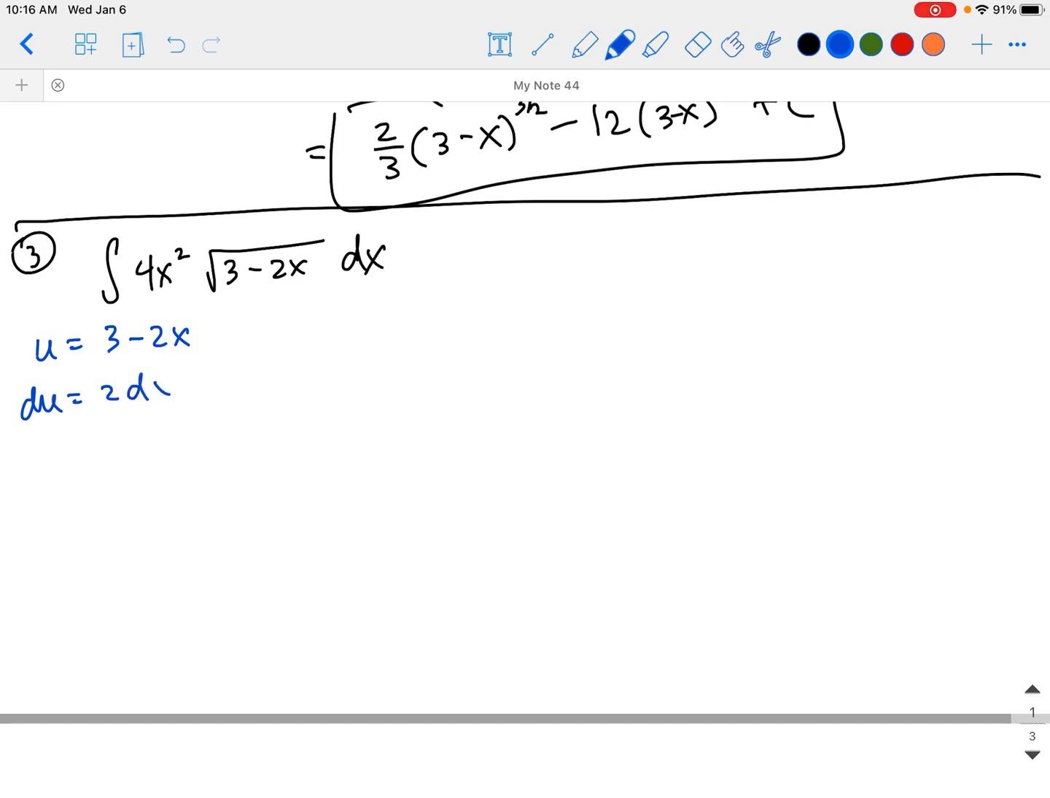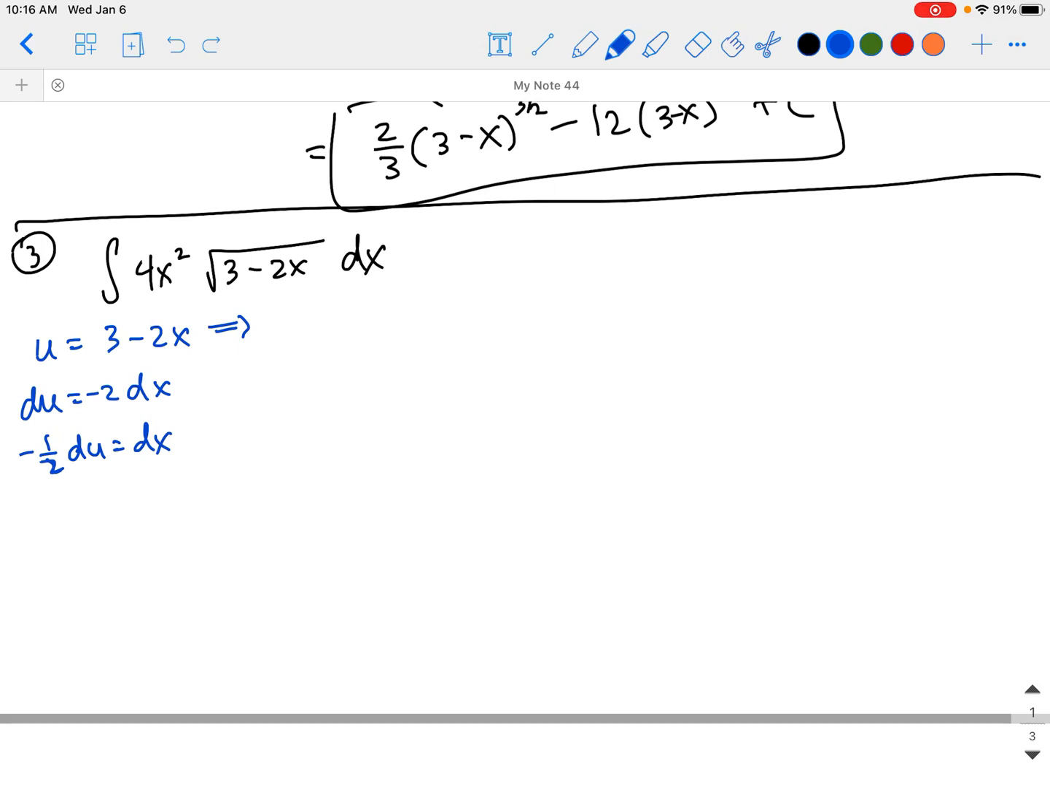So du is going to be negative 2 dx, which means negative 1/2 du equals dx if we divide by negative 2. And then we're going to still need to solve for that x squared term because we can't substitute it with either of these expressions that we've worked out here. So we'll solve for x.